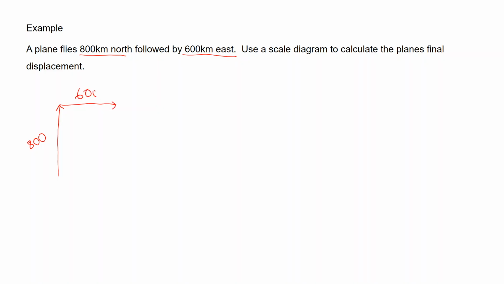Okay, 600 east. Now our resultant vector is from the start to the finish. So it's important that we put a resultant vector in using an arrow, not just a line. So we go from start to finish. Because our displacement, we started here and we've ended up here. So that is our displacement in that direction because we've gone from here to here. And that's what we're trying to find.